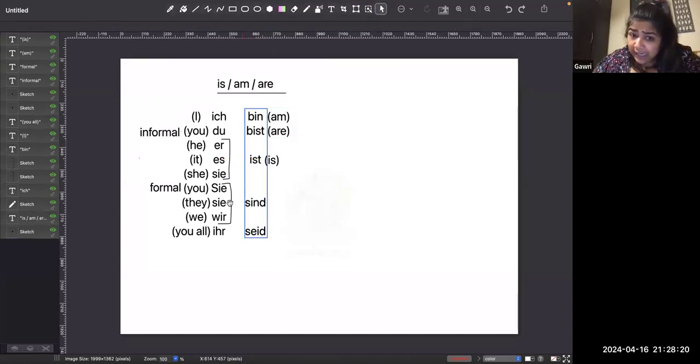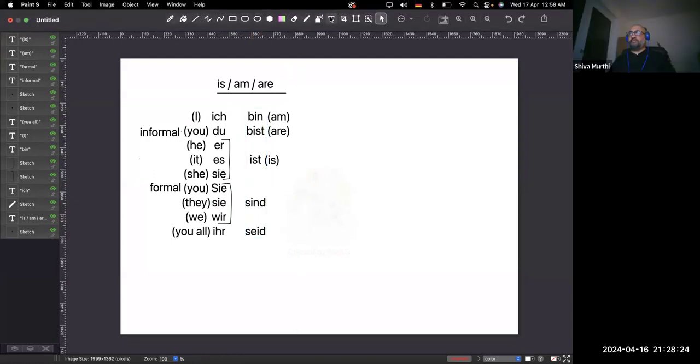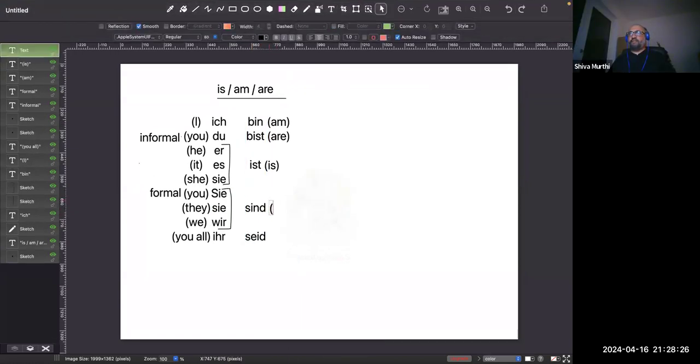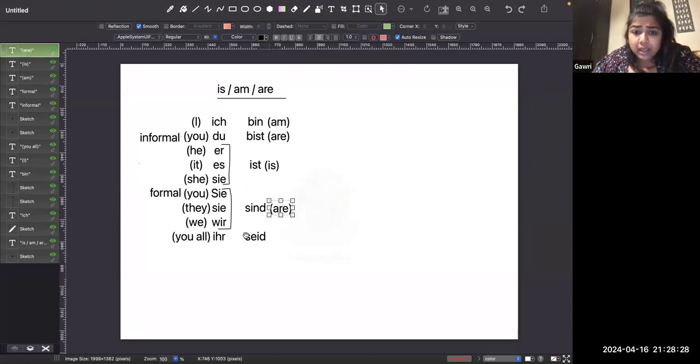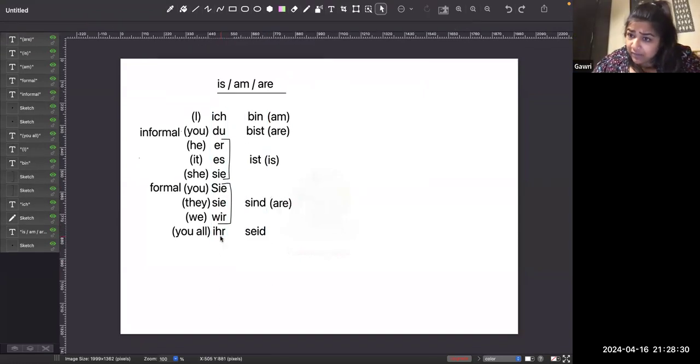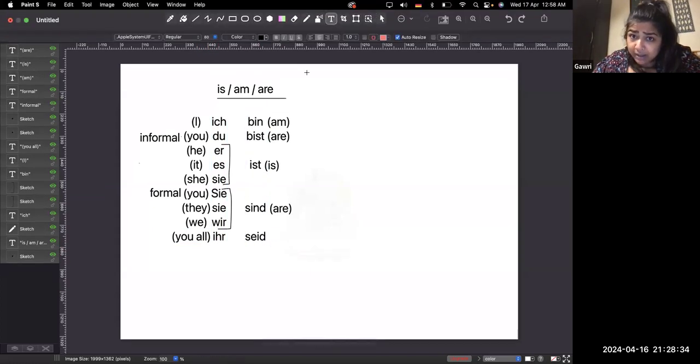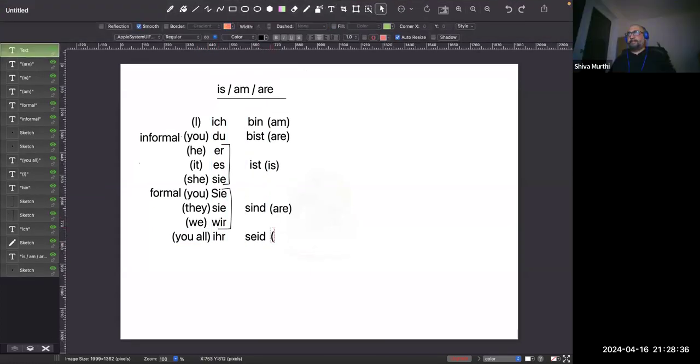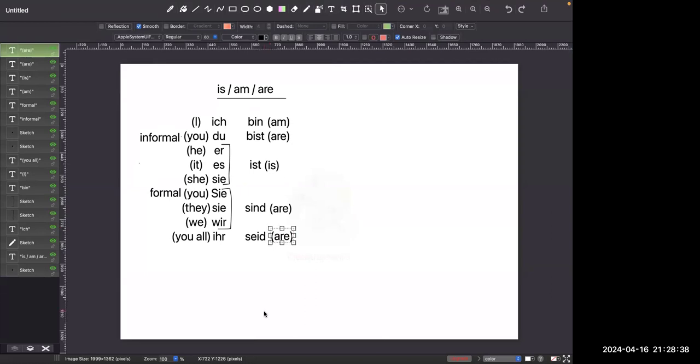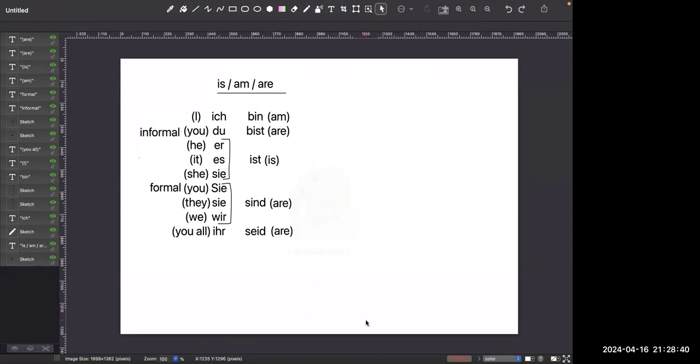With Sie, sie, and wir, here we are using sind. So what will this sind mean? Are. And with ihr, we are using seid. With you all, what will this seid mean? Are. Yes. Write this, then we are discussing it.